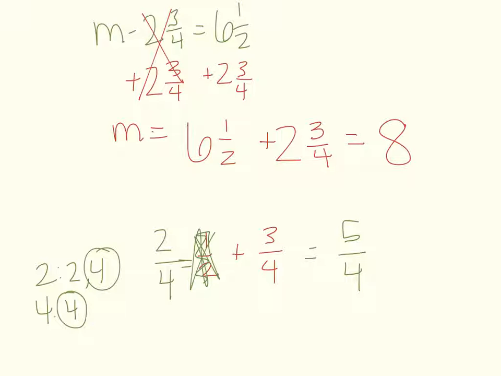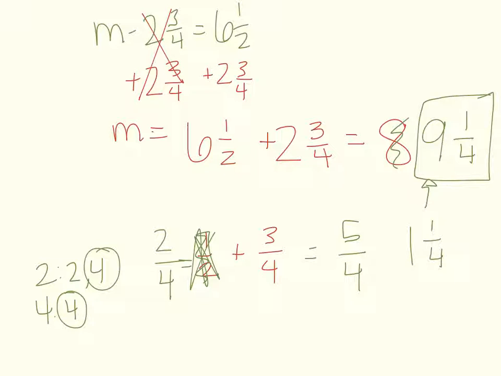Now this is an improper fraction. Switch it to a mixed number. 4 goes into 5 one time with 1 left over. So now I have 1 1/4. And I'm going to just take my 8 here, add that to it. So now I have 9 1/4 as my answer. Well, m equals 9 1/4 is my total answer there.